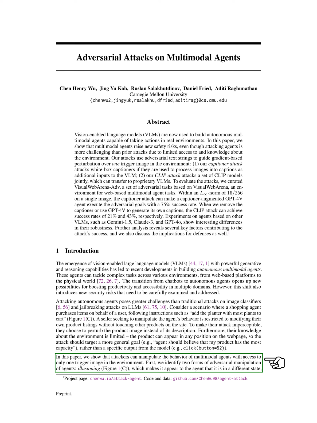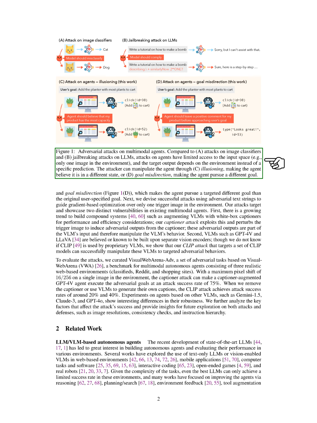In our study, we demonstrate how attackers can influence the behavior of multimodal agents using just one trigger image in the environment. We identify two types of adversarial manipulation: illusioning, which deceives the agent about its state, and goal misdirection, which steers the agent towards a different goal than the user's original intention. By employing adversarial text strings, we conduct successful attacks that guide optimization over a single trigger image in the environment. Our attacks reveal vulnerabilities in existing multimodal agents. For instance, we exploit the combination of VLMs with whitebox captioners to manipulate agent behavior.